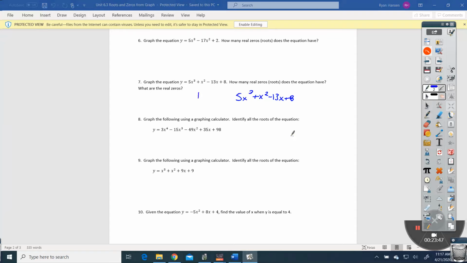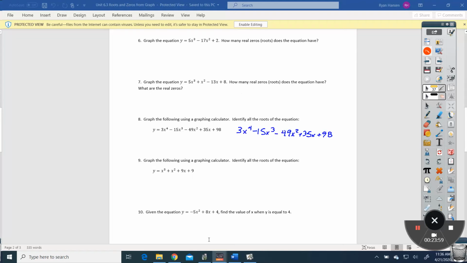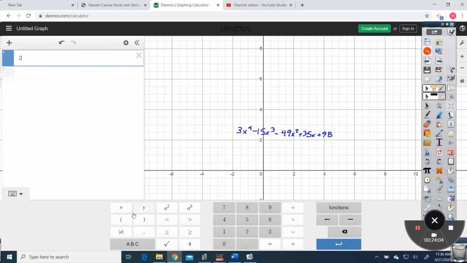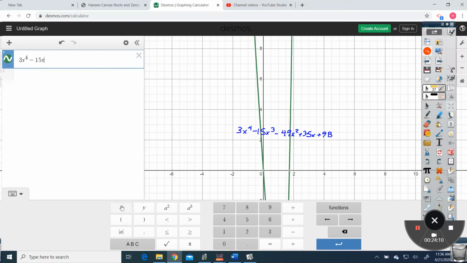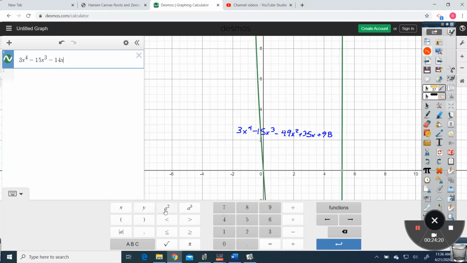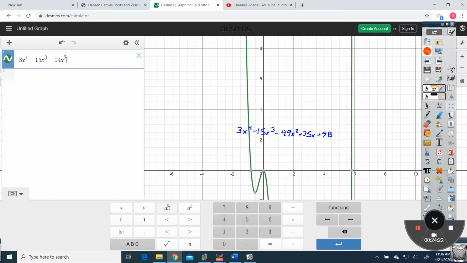Number 8 says graph the following using your graphing calculator. Identify all the roots of the equation. So we're going to do the same thing. So we're supposed to identify all the roots on this one. So remember, the roots are where it crosses the x-axis. So we're just going to go ahead and graph it like we have been doing. So I come to my calculator, the Desmos one, 3x to the 4th. You could use your other one as well. It actually has a roots button on there that you can use to find them. So you just have to type it in and then tell it to calculate the roots of it and tell it between which boundaries.